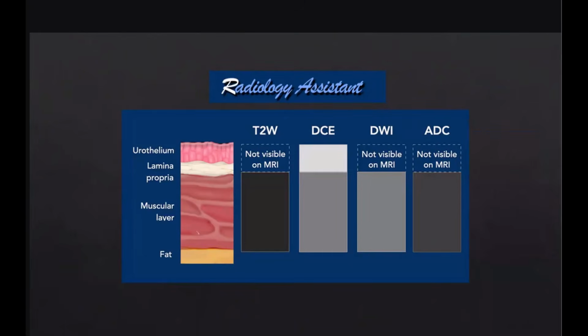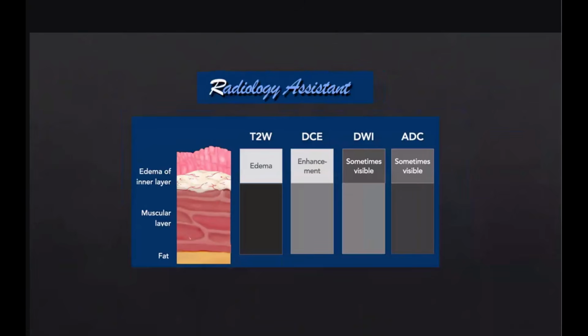Also, we need to focus on the different layers of the urinary bladder. As you can see here, the mucosa and submucosa are not visible on T2 weighted image, diffusion, and ADC map. We only see the mucosa and submucosa in the dynamic contrast enhancement. It will enhance. On the other hand, if we have any edema of the inner layer of the urinary bladder, it can display high signal on T2 weighted image and enhancing on the diffusion weighted image. This one is so important. We will discuss this one in detail.